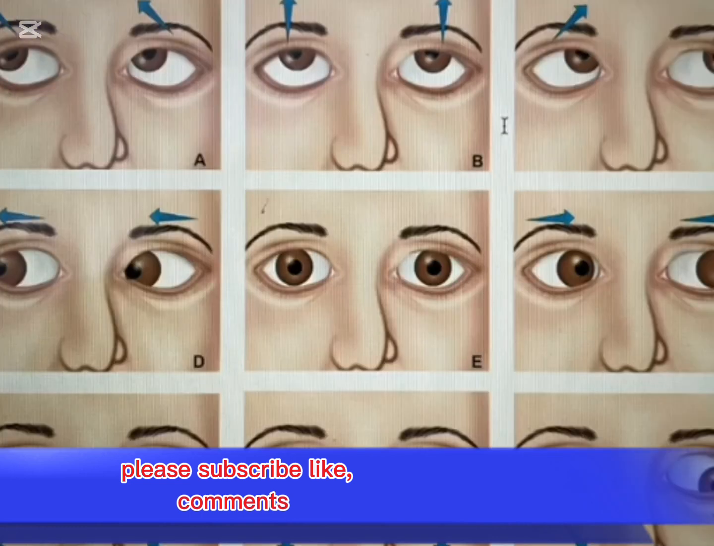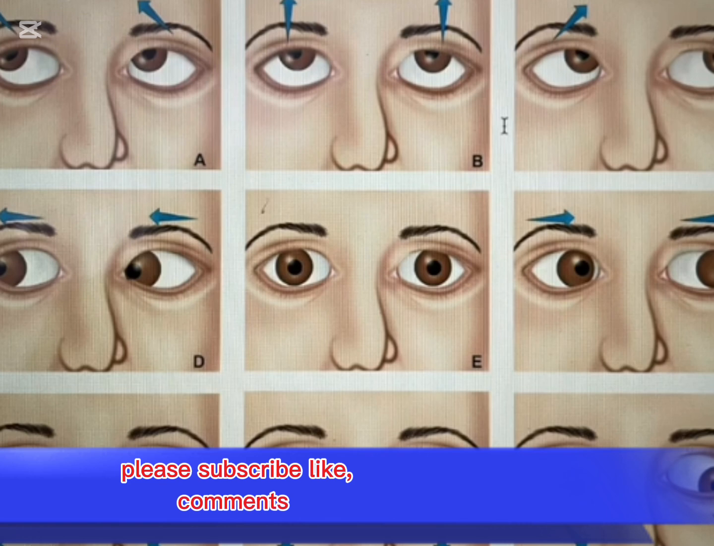Number nine, dextrocycloversion. It is rotational movement around the anterior-posterior axis in which the superior pole of the cornea of both eyes tilts towards the right. It occurs when the head is tilted towards the left shoulder.